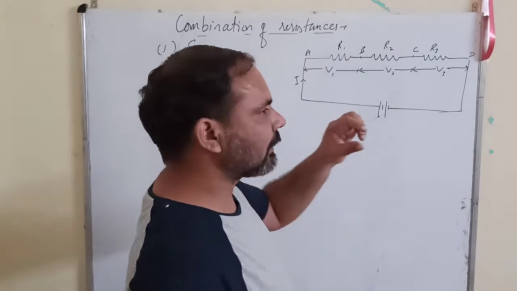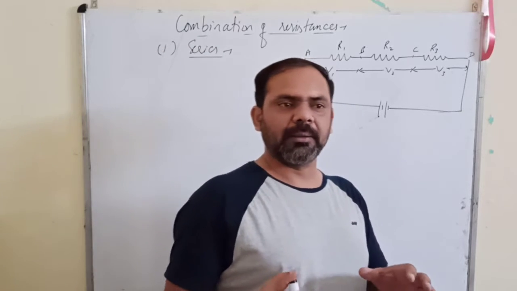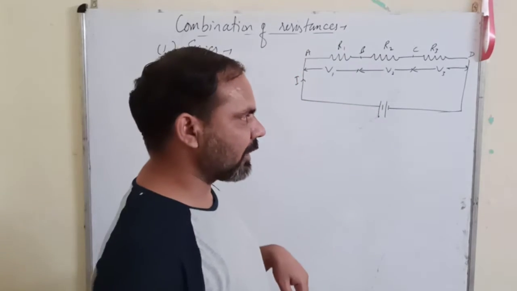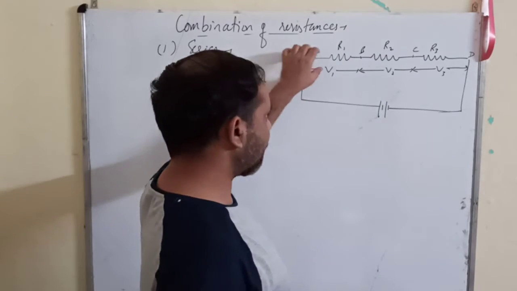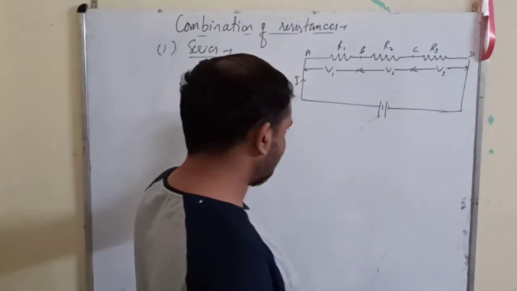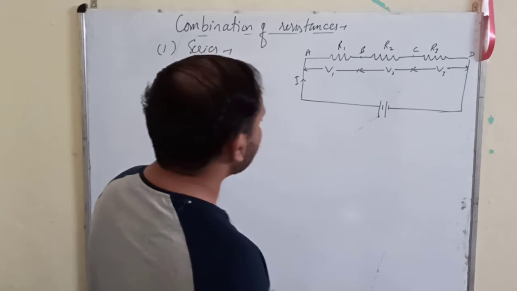So this is the method of identification of whether the resistances are connected in series or not. You will simply check whether the same current is passing through all the resistors. If yes, then they are connected in series combination. So here we have the series combination.